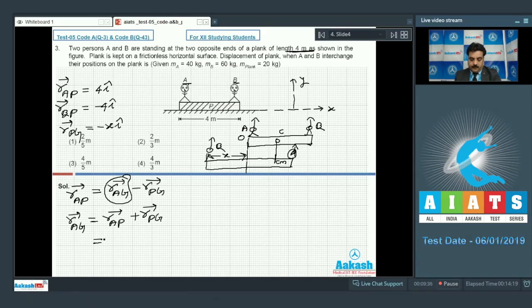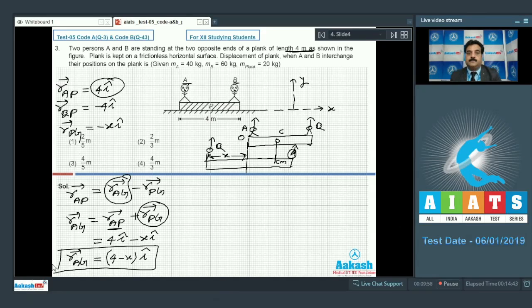Now I am going to put the values. The displacement of A with respect to the plank is 4i cap and the displacement of the plank with respect to the ground is minus x i cap. So that will give you (4 minus x) i cap, and this is the displacement of A with respect to the ground. Similarly, if I use the same method, we can write the displacement of B with respect to the ground as minus (4 plus x)... in the same manner.